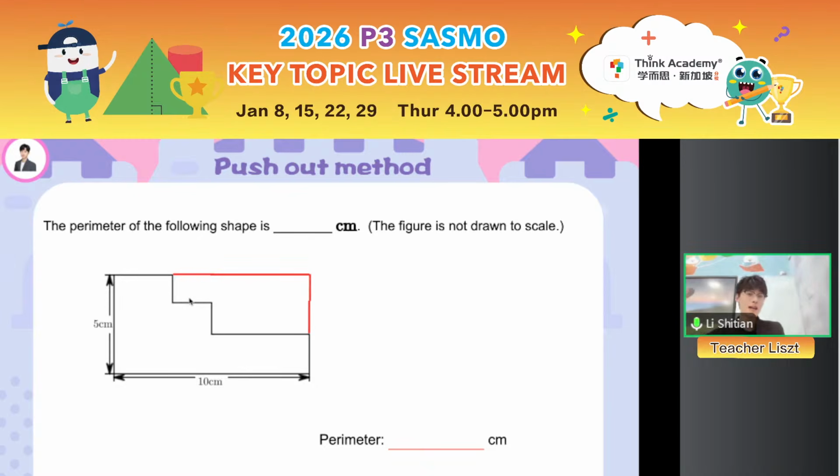So now it is a regular shape, right? It is a rectangle. Can you guys find out the perimeter of the rectangle? Of course, right? Really, really easy. So we only need to use the 5, which is breadth, plus length, then times 2, right? So it is 15 times 2. The answer is 30. Am I finished?